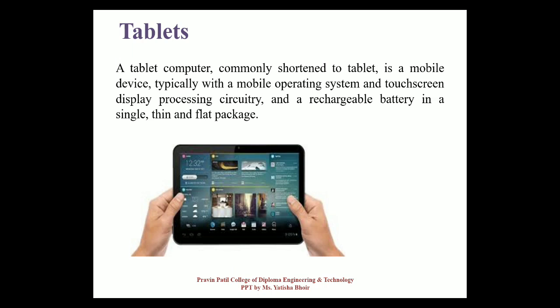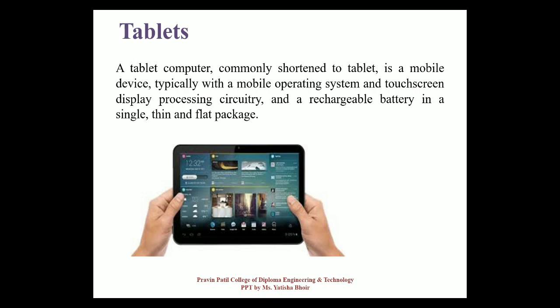Next type of computer is tablet. So what is a tablet? A tablet computer, commonly shortened as tablet, is a mobile device. We know what a tablet is, right? We have seen tablets many times. A tablet computer commonly looks like a mobile device, typically with a mobile operating system. So in the tablet it has a mobile operating system. What are the different types of mobile operating systems? Like Android operating system, iOS operating system. So tablet computers commonly look like a mobile, and have a mobile operating system.